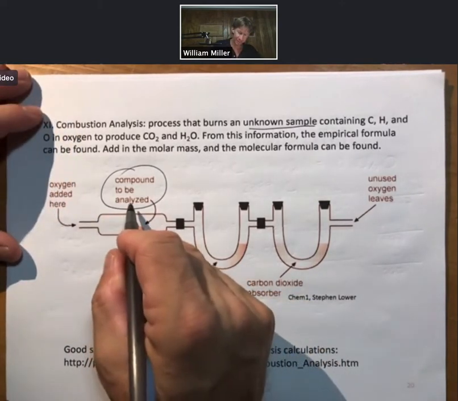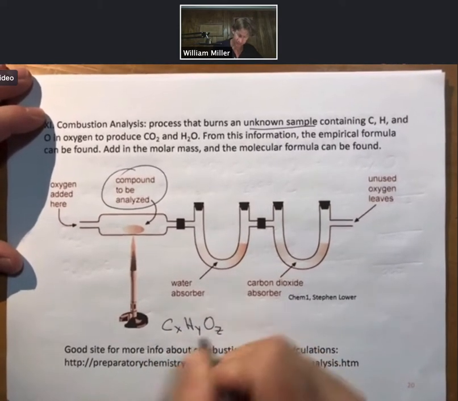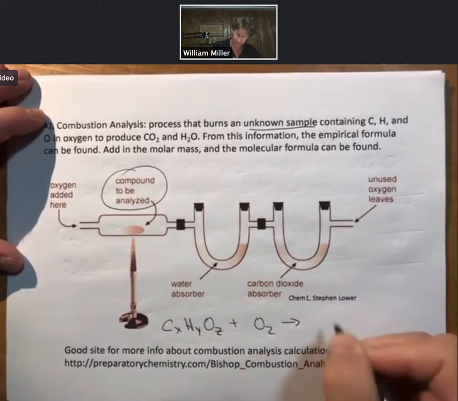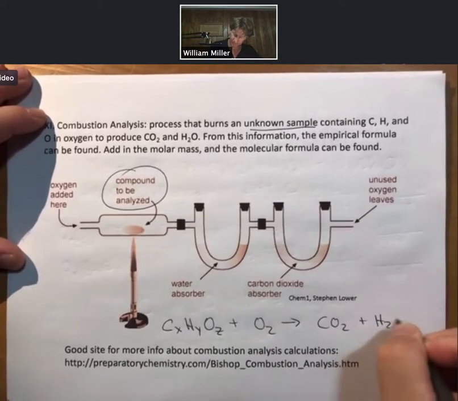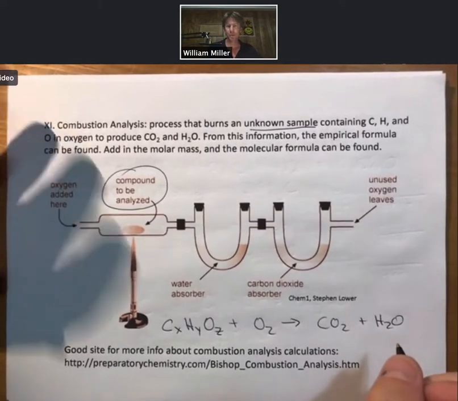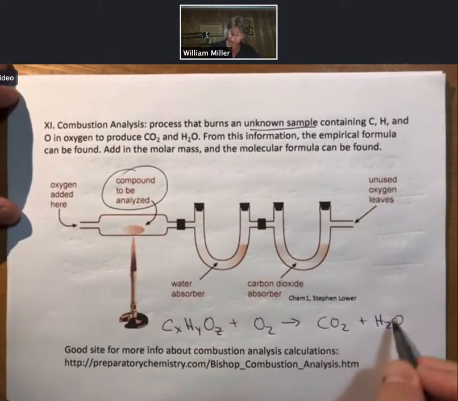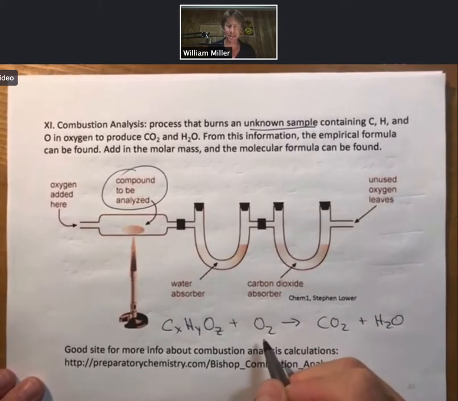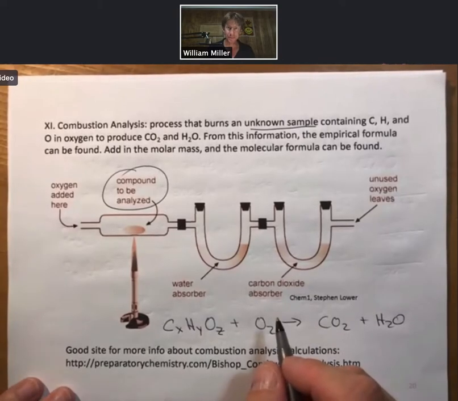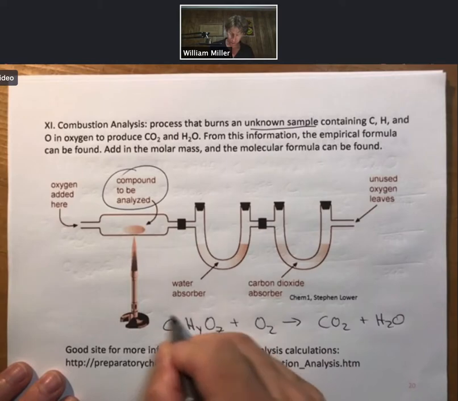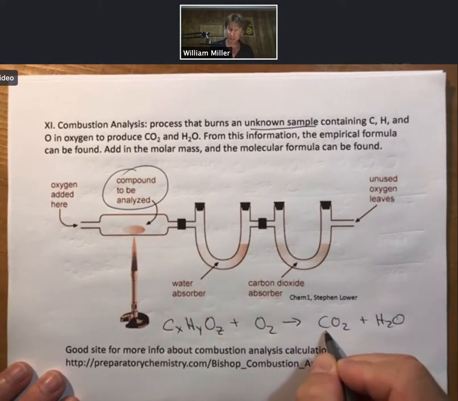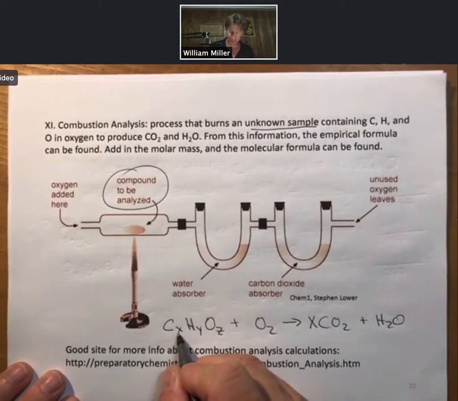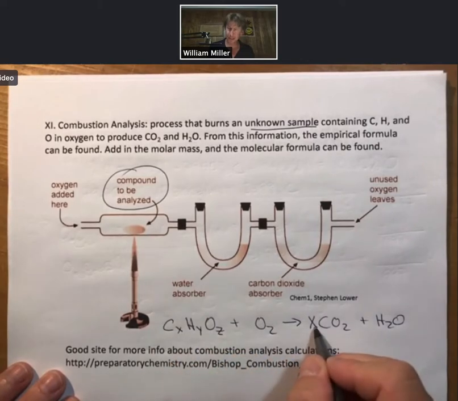If you take a compound here that contains carbon, hydrogen, and oxygen with subscripts, and we don't know what those subscripts are, you add oxygen, you will produce carbon dioxide and H2O. We won't balance this. We won't be able to, as you can see, since unused oxygen leaves, so it'll be impossible to balance this currently as we're writing it. But we can see that all of the carbon on the reactant side must end up as carbon dioxide. So I'm going to put an X coefficient here based on the X subscript here. That just means whatever this number is, it must be here as well.